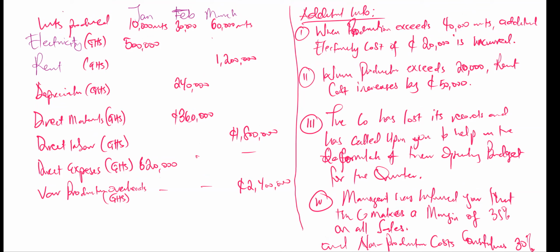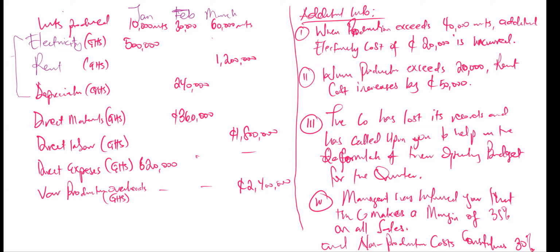Electricity, rent, fixed. Depreciation. The assumption in costing is that depreciation is always straight line unless told otherwise. Otherwise means depreciation will be variable, when they tell you reducing balance, because it changes. But straight line is always fixed, the same amount every year. That's the assumption. So now we know that all these costs are fixed costs.